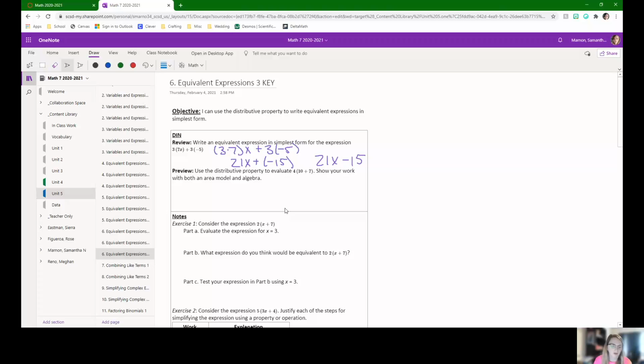For our preview question, use the distributive property to evaluate 4 times the quantity 10 plus 7. Show your work with both an area model and algebra. So see if you can figure this out. You've done distributive property before. If you need help, I'll help you in just a moment, but try to see if you can do this on your own.